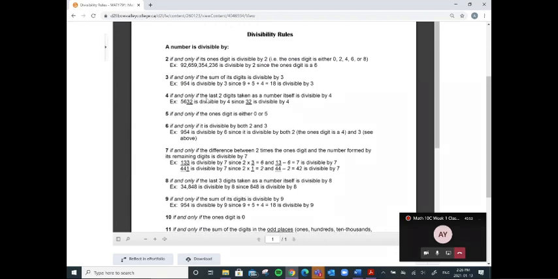4 is kind of a weird one. I don't tend to remember this one ever because there's a lot going on, but a number is divisible by 4 if the last 2 digits taken as a number itself is divisible by 4. So whatever the number is, just look at the last 2 digits, 32. If I can divide that by 4, which we can, then that means this whole number will be divisible by 4.